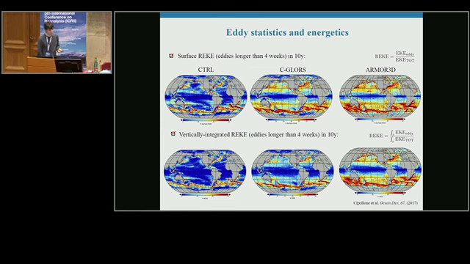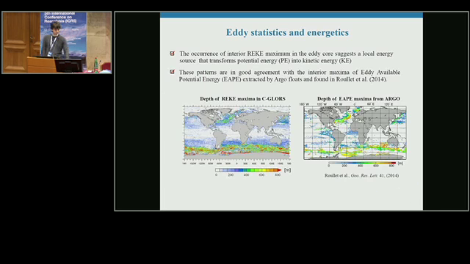So in order to validate the signals at depth, we compare the maxima of the relative eddy kinetic energy. More specifically, we compare the depth at which the relative eddy kinetic energy maxima occur, and we again compare it with the results coming from the observations from Argo floats, and we use the depth at which the maximum of eddy available potential energy occurs.